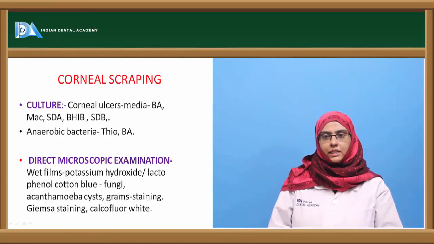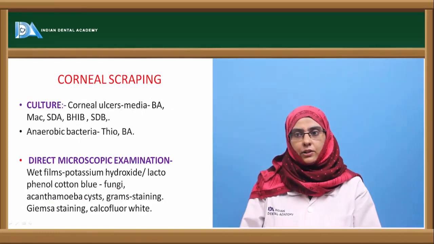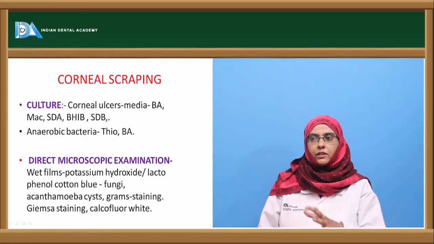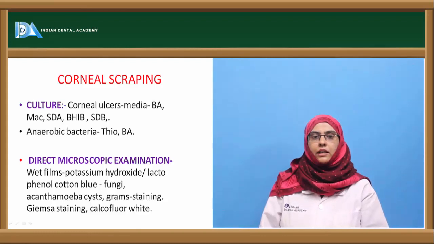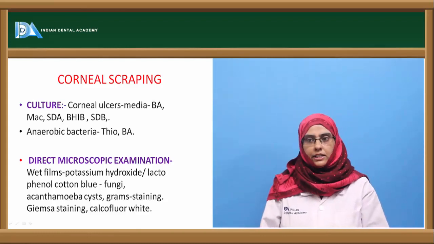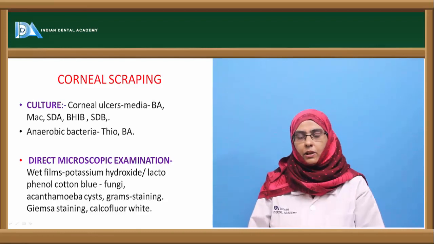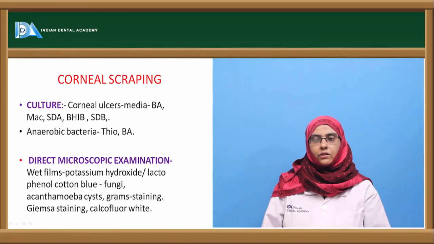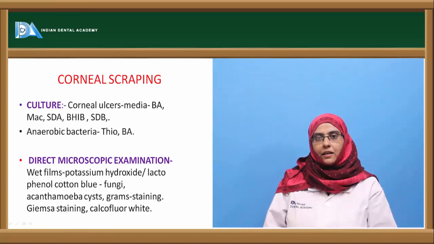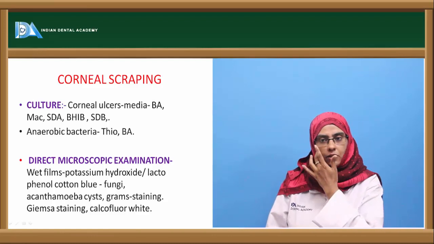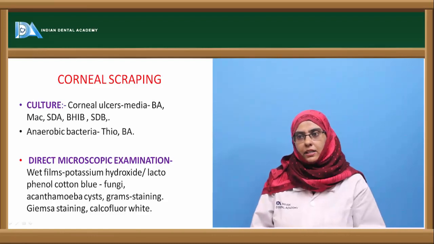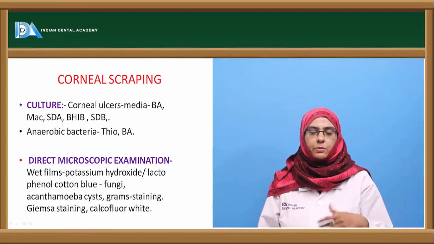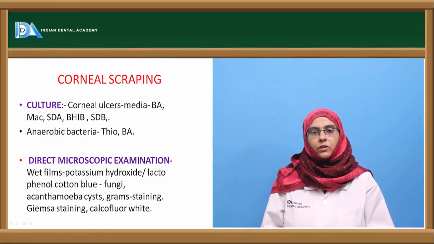Now coming to the corneal scraping, here the culture used is for corneal ulcers. The scrapings are usually inoculated onto media such as blood agar, MacConkey agar, Sabouraud agar, BHIB or SDA, and usually for the anaerobic organism go for thioglycolate medium and blood agar. Anaerobic cultivation is different and is carried out in anaerobic jars. Corneal scrapings are thought to be infected with both aerobic as well as anaerobic organisms. If an anaerobic organism is suspected, go for the anaerobic media.